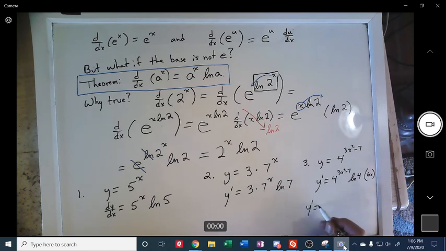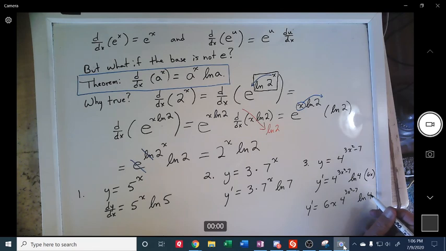So if I rewrote this, I'd probably put it like this. And I'd save my ln 4, although it's a constant, I'd put it way in the back, so I don't have to put parentheses around it.